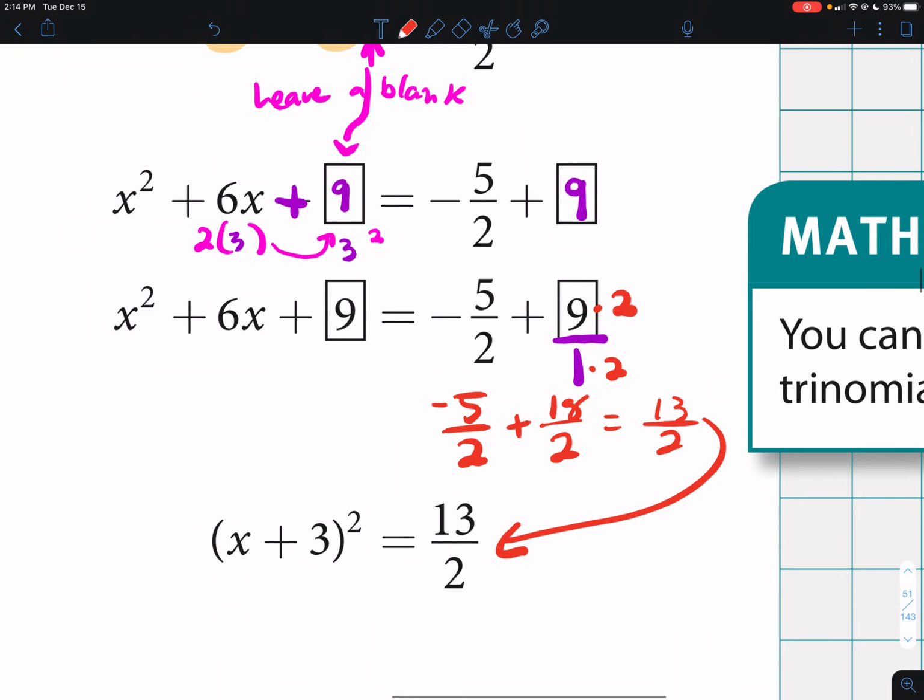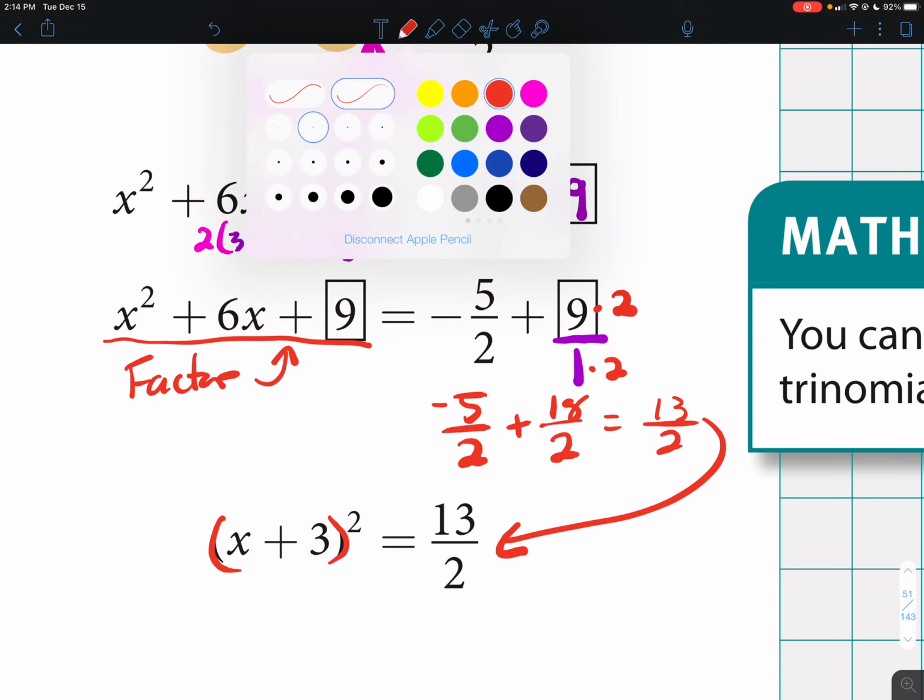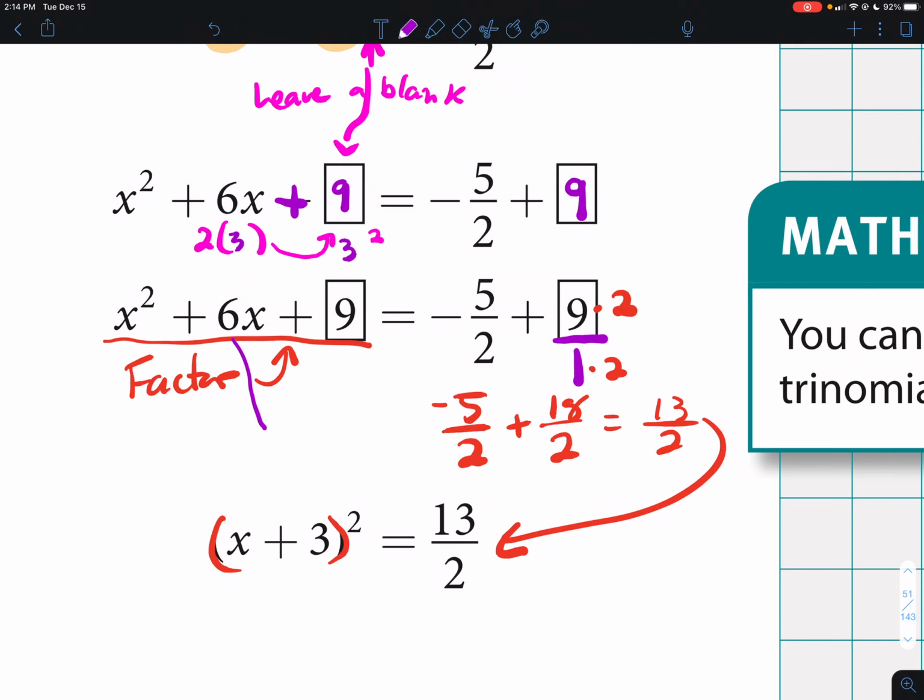Now, where did they get x plus 3 squared from? They have to factor this. Factor this guy. So our number was 3, right? Here's how to think about this. Take the 6, divide by 2. That's 3, right? And then double check. 3 squared gives us the 9.